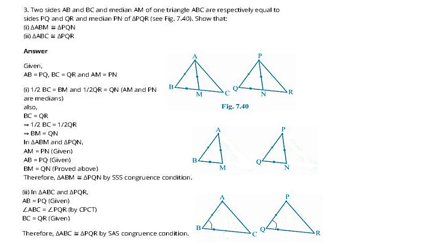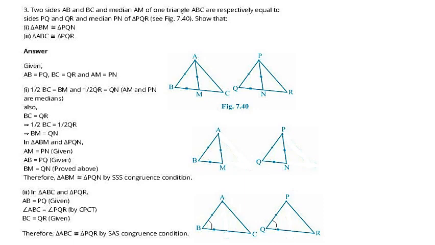It states two sides AB and BC and median AM of one triangle ABC are respectively equal to side PQ and QR and median PN of triangle PQR. Show that first part triangle ABM is congruent to PQN and second part triangle ABC is congruent to PQR.